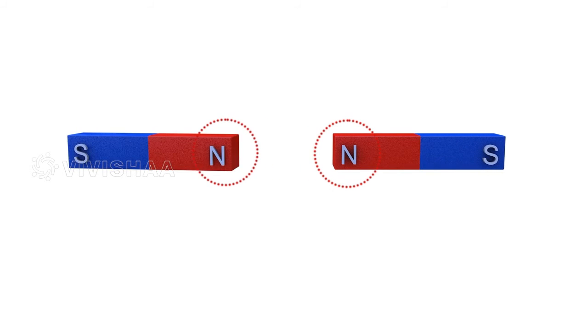Now arrange the magnets near to each other such that the north pole of one magnet faces the north pole of another magnet. Immediately, the magnets move away from each other. This means that the like poles repel each other.